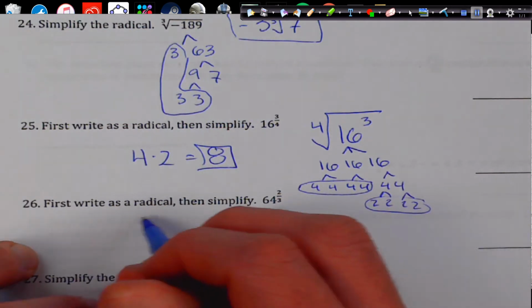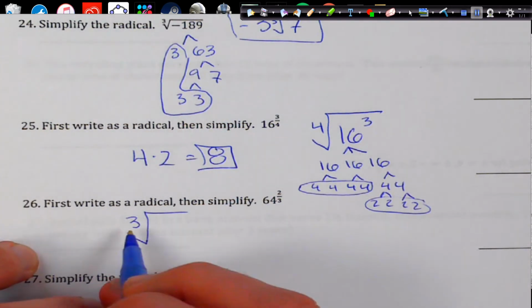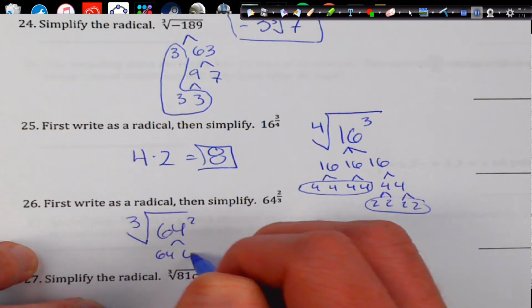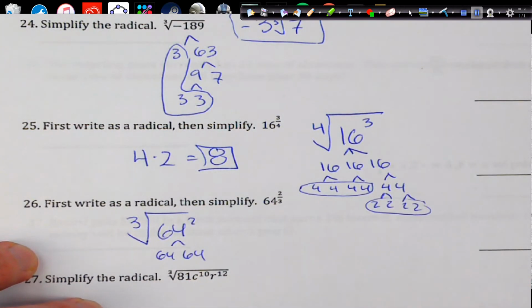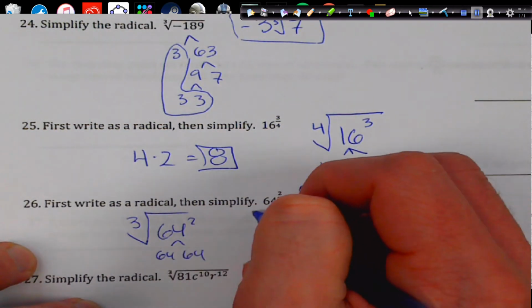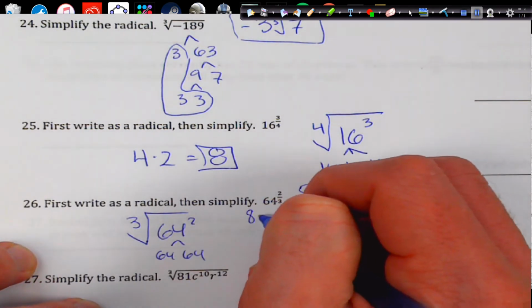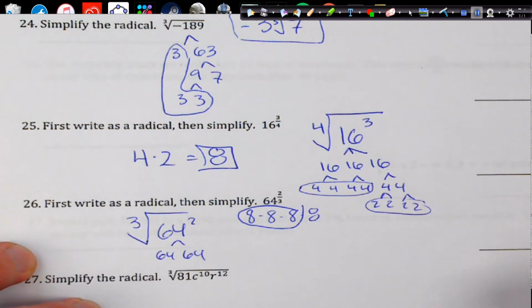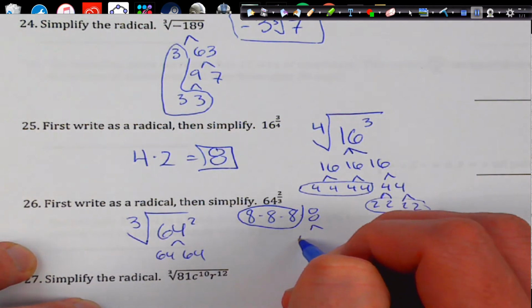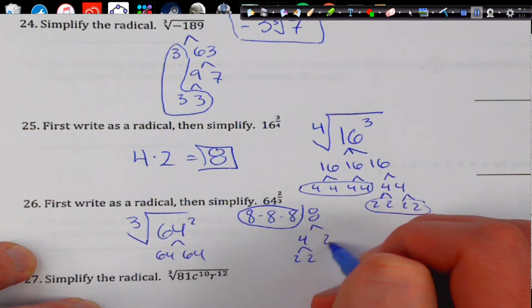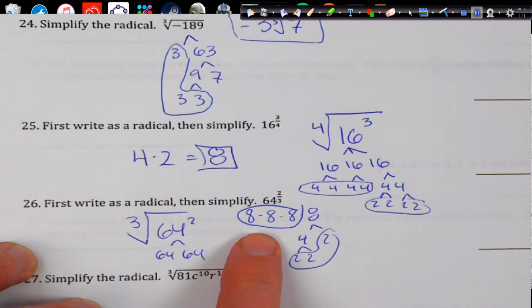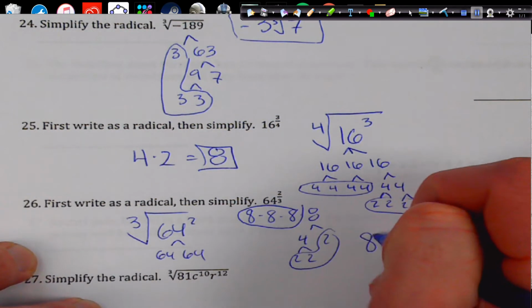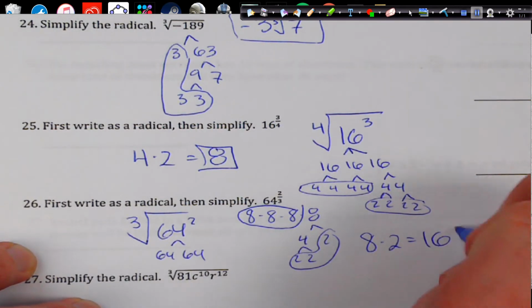Same thing here, 3 is going to go in the index, and then this is 64 squared. We're going to break that down to 64 and 64. Kind of running out of room here. This will break down into 8s, so that's 8, 8, 8, and 8, which we get 3 8s to come out. And this breaks down to 4, 2, 2, and 2. So we get to take 8 and 2 out. So that's going to be 8 and 2, which gives me 16.